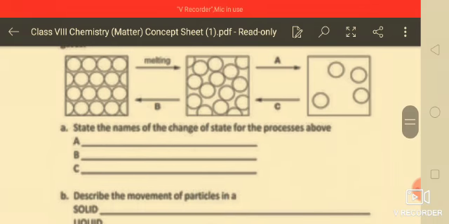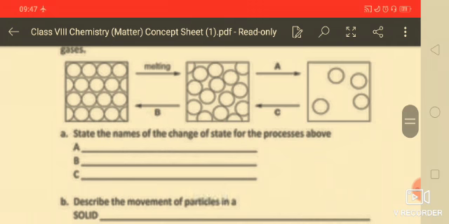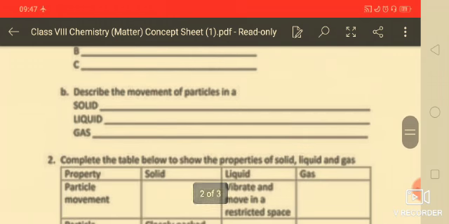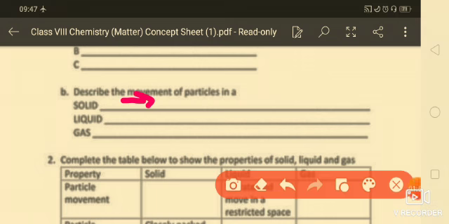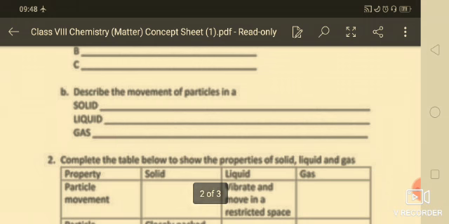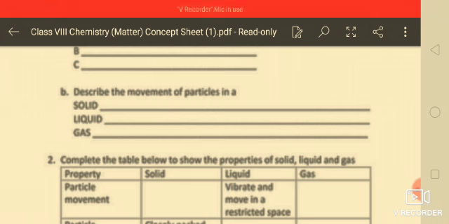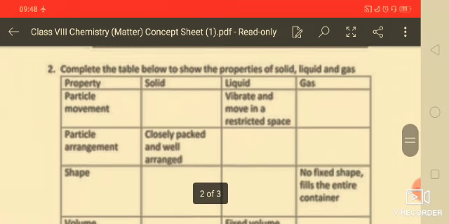So A is here, this liquid converted into gaseous form, so that is evaporation. Now B is liquid converted into solid, that is freezing, and C, gas converted into liquid, that is condensation. Now the next one is: describe the movements of particles in a solid. So you know that movement in a solid is very little, but liquid has more movement than solid and less than gas, but gas has the most movement. So most movement is found in the gas.